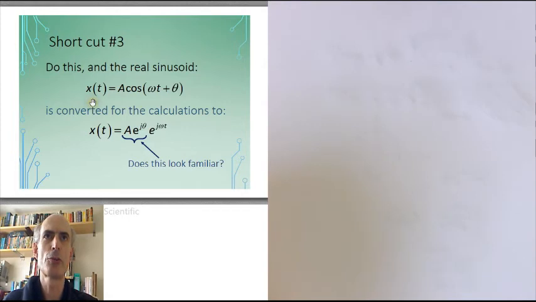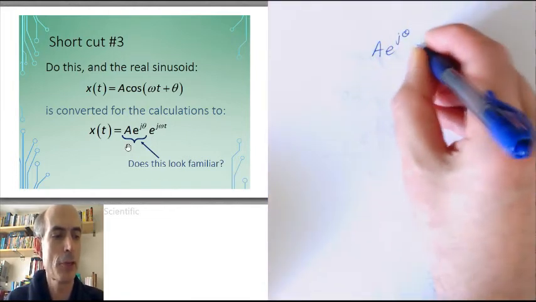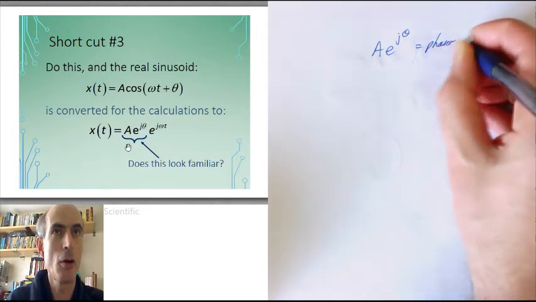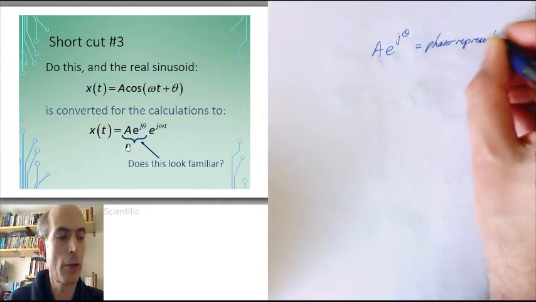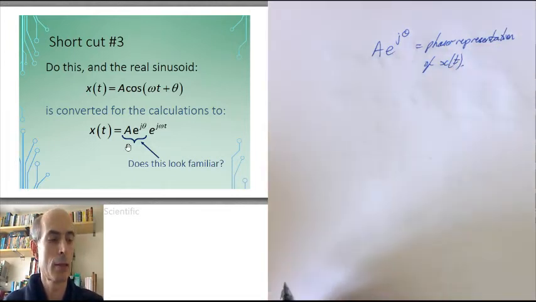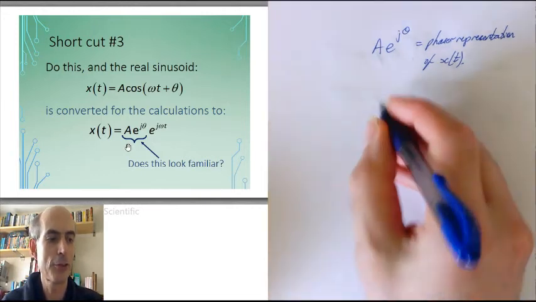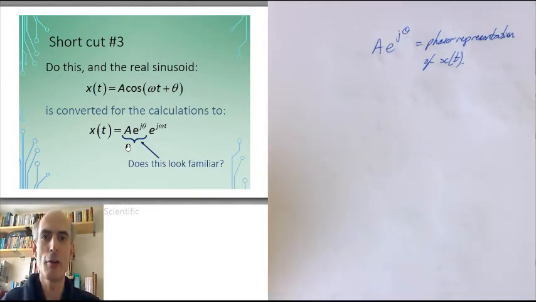So we're taking this real cissoid and converting it to do the calculations into this form. Well, that hopefully should look familiar, because A e to the j theta is the phasor representation of the time domain waveform x of t. So the cissoidal oscillation that I'm working with in my nodal analysis is the phasor representation of my source times e to the j omega t.